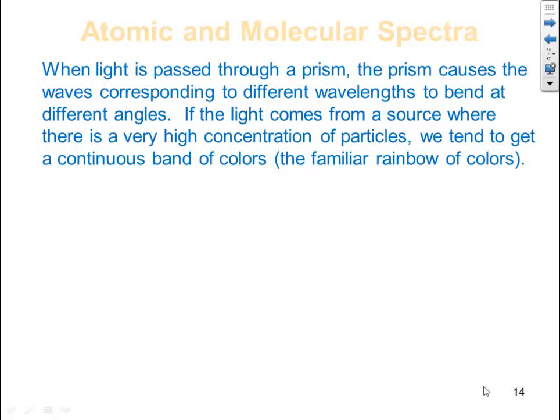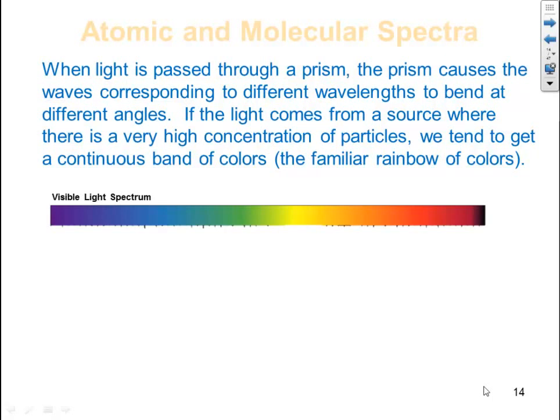When light is passed through a prism, the prism causes the waves corresponding to different wavelengths to bend at different angles. If the light comes from a source where there is a very high concentration of particles, we tend to get a continuous band of colors, the familiar rainbow of colors. Here is a picture of a continuous band of colors.